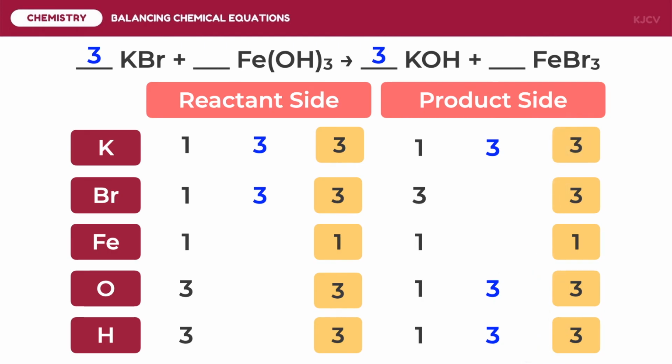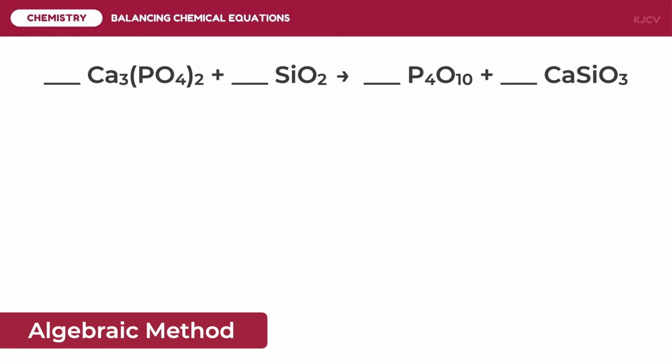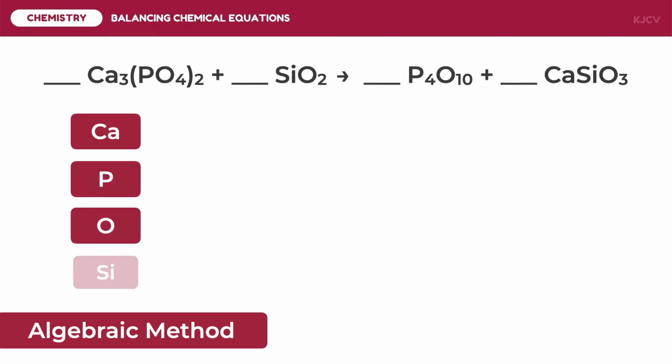Sometimes, the inspection method may make you balance an equation for a very long time, especially for those with huge subscripts. To account for this, another technique is used. This is called the algebraic method. We are going to use this equation to discuss the algebraic method. We have calcium phosphate reacts with silicon dioxide to produce tetraphosphorus decaoxide and calcium silicate. In doing the algebraic method, we are still going to identify the elements present in the reaction. These are calcium, phosphorus, oxygen, and silicon.